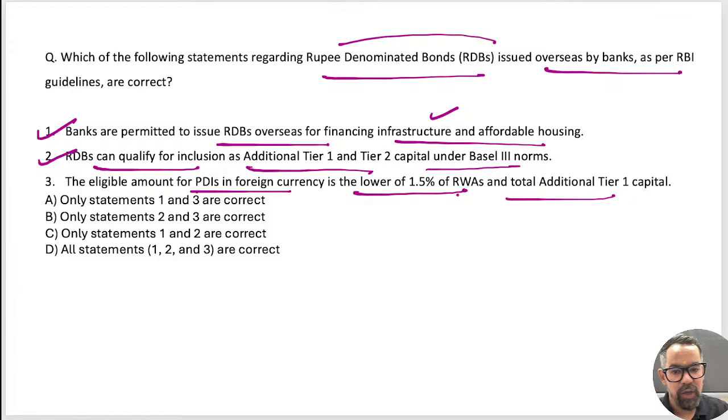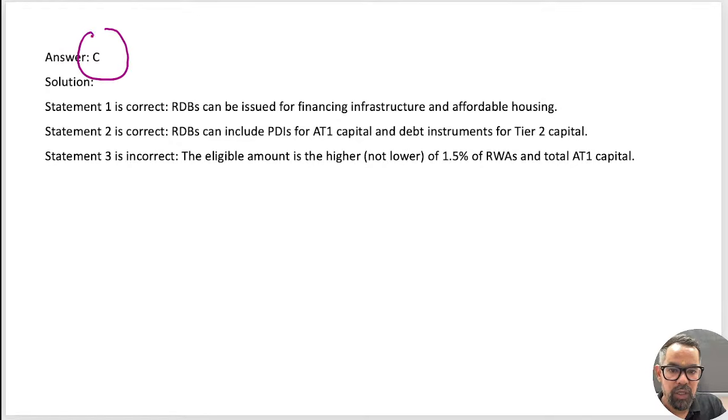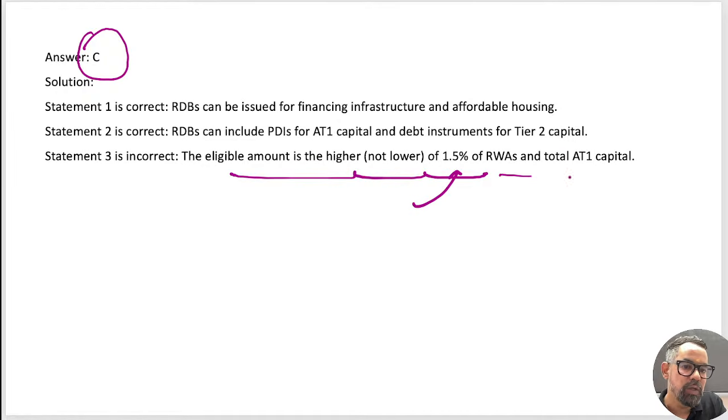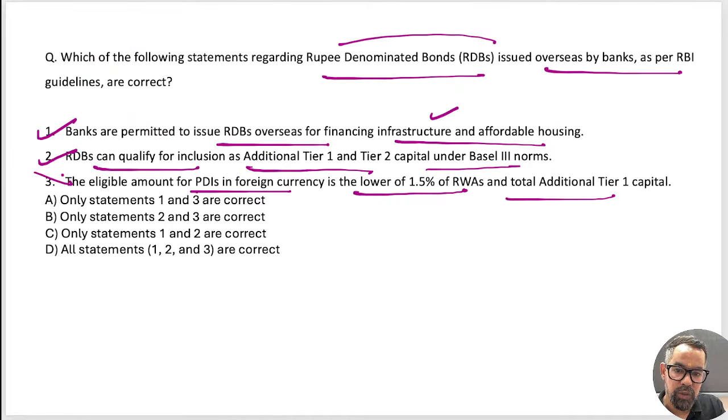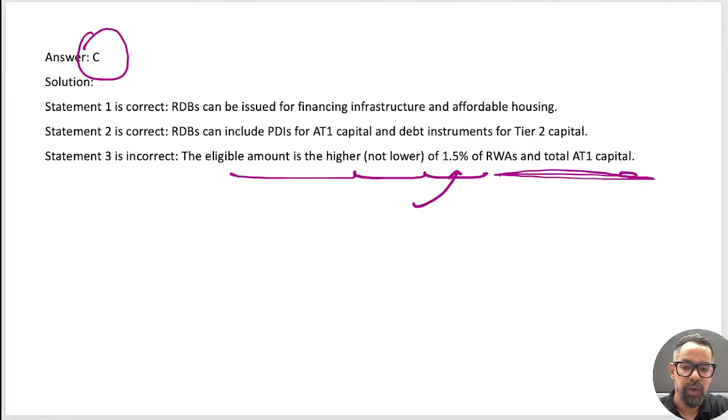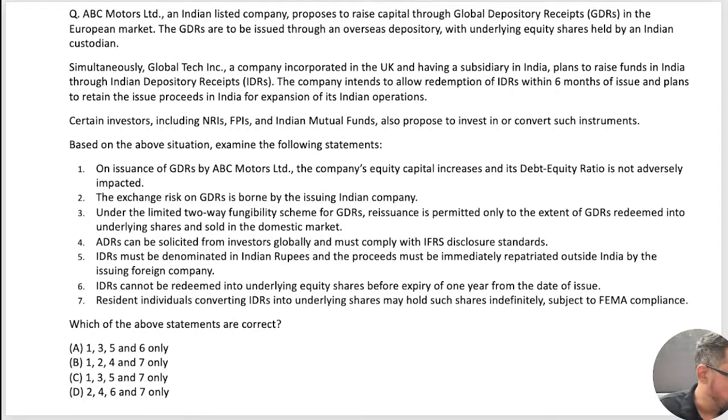What are you guys suggesting in this case? Okay, 1 and 2 we do have. So the 3 also is there. The eligible amount is the higher, not the lower, of the 1.5% of risk weight asset and total tier 1 capital. So that's why option C is the correct answer for this particular one. C is the right answer.